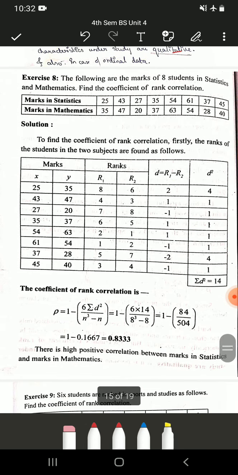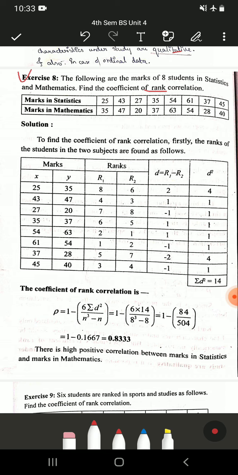So let us see the problems. The first problem is: the following are the marks of 8 students in statistics and mathematics. Find the coefficient of rank correlation. In an examination you have to read the questions properly. If they had just asked to find the coefficient of correlation, then you should have used Karl Pearson's coefficient of correlation, but here they have clearly mentioned to calculate rank correlation. Then you have to go for Spearman's rank correlation.